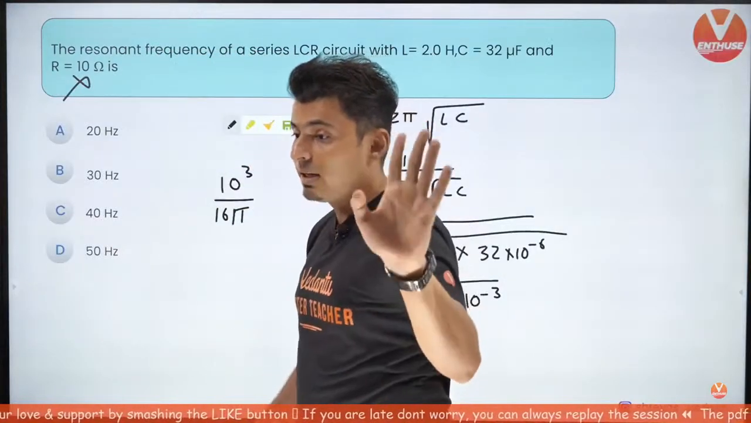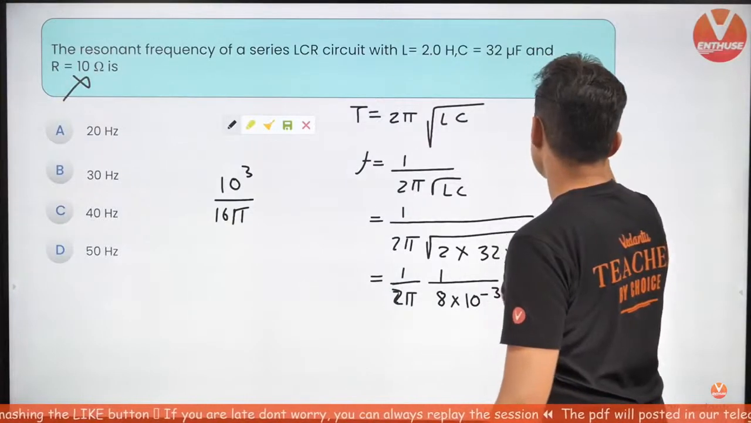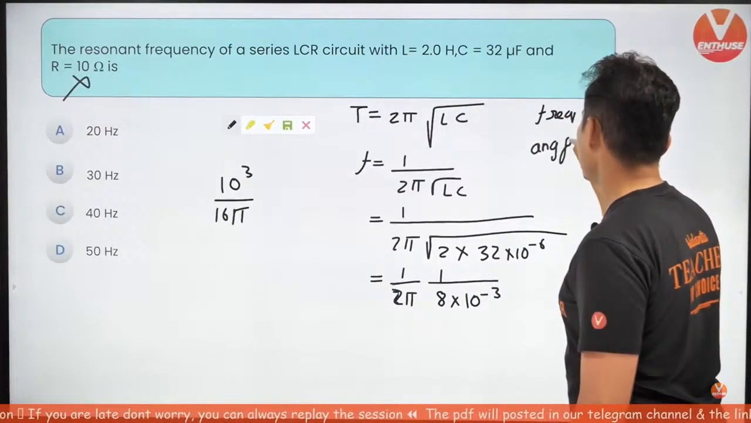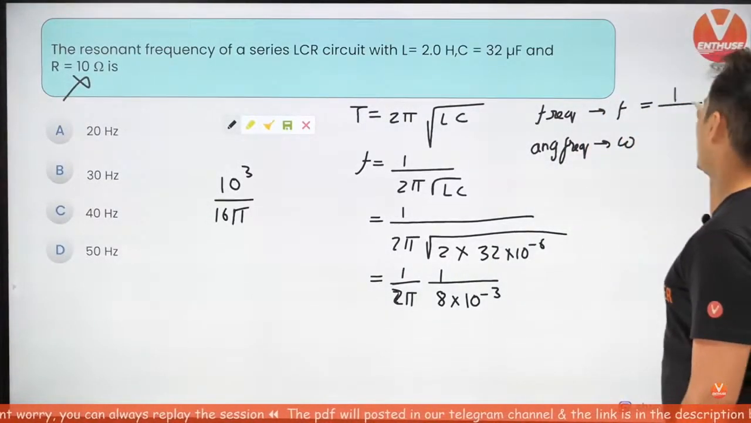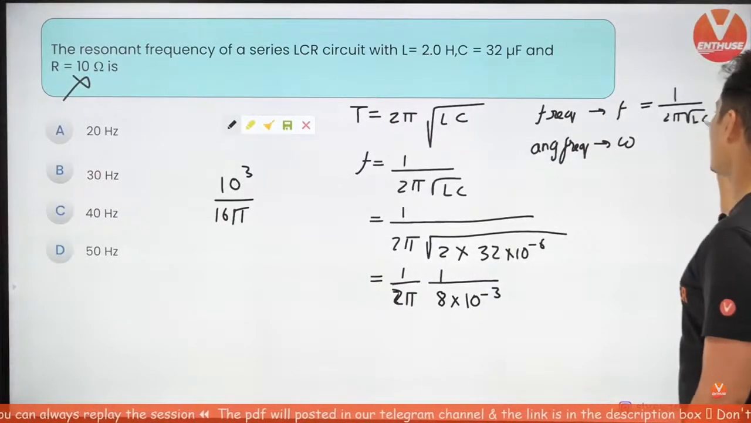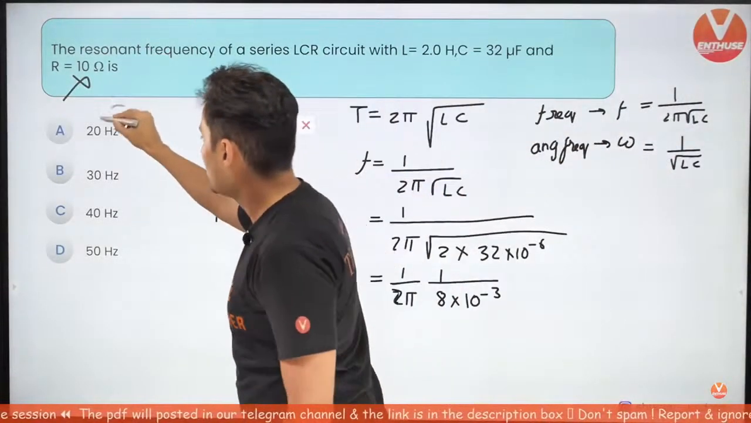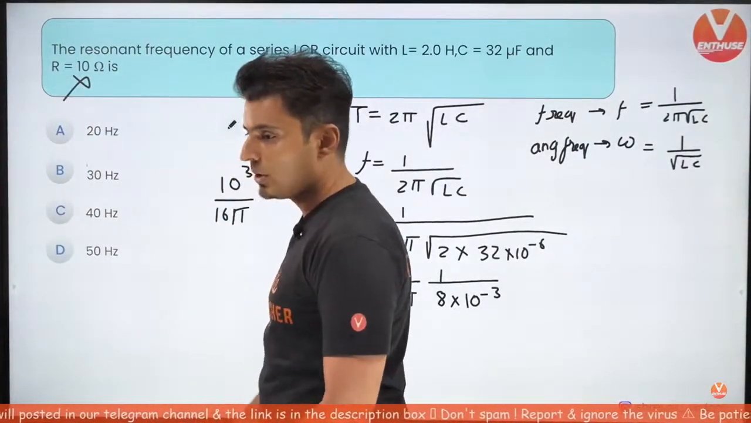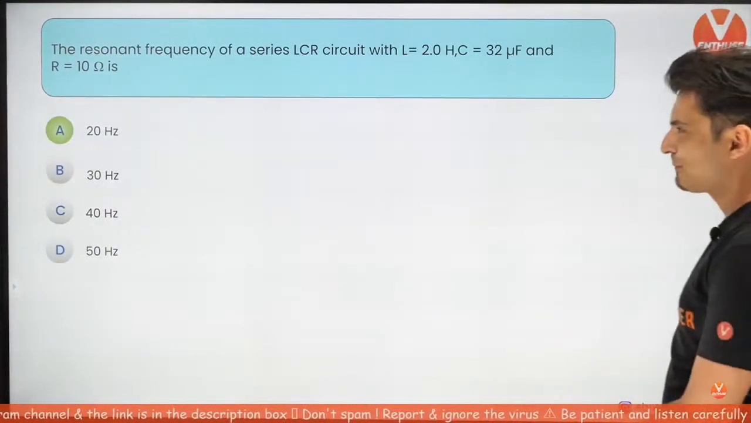Not 1 by root LC. The 2 pi is important. Understand? Frequency means F, angular frequency means omega. Frequency is 1 by 2 pi root LC. Omega is 1 by root LC. So see what has been asked and check the units also. It is hertz. So be careful. A for sure. Let's figure out whether you guys are correct. Yes, you guys are correct.